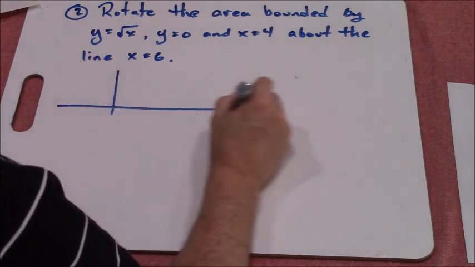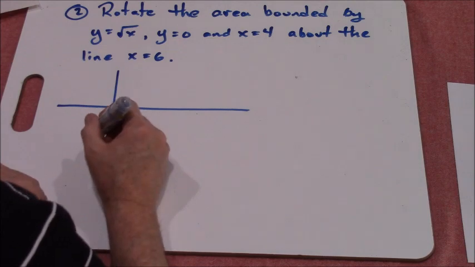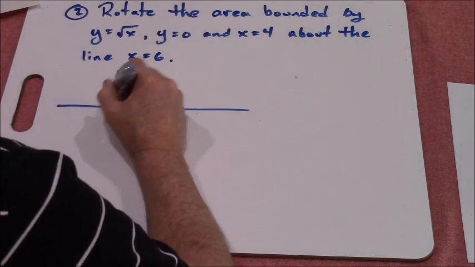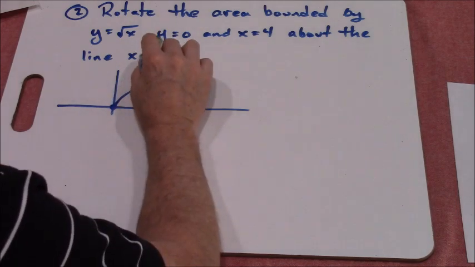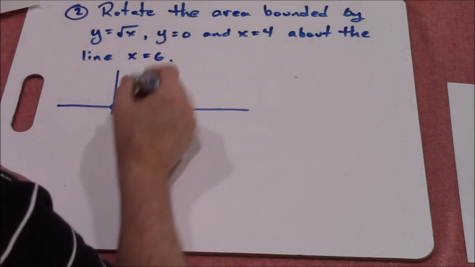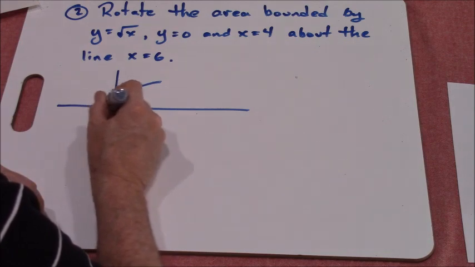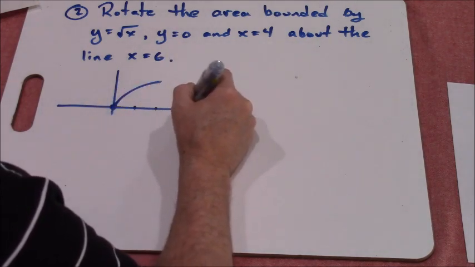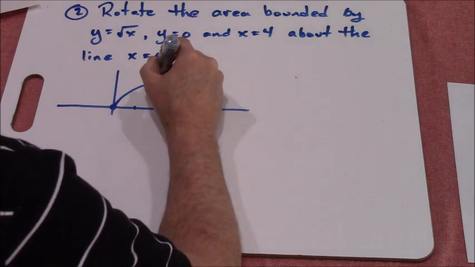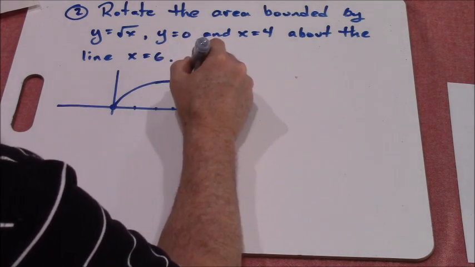So let's see, I've got y equals the square root of x. That's a curve that looks like this. Y equals 0 is a line right here at y equals 0. So that's really just the x-axis. And if I go out to 4, that means that this curve should go up to that point right there.